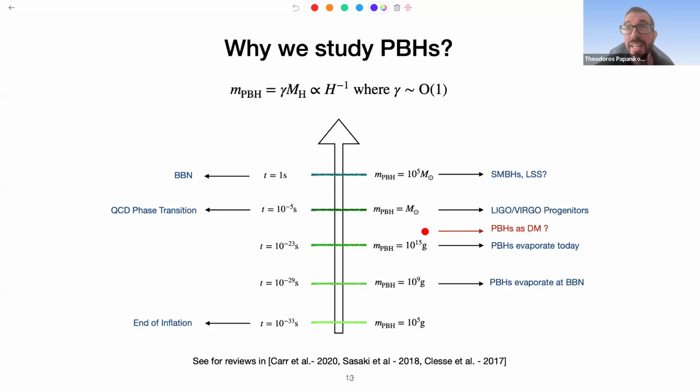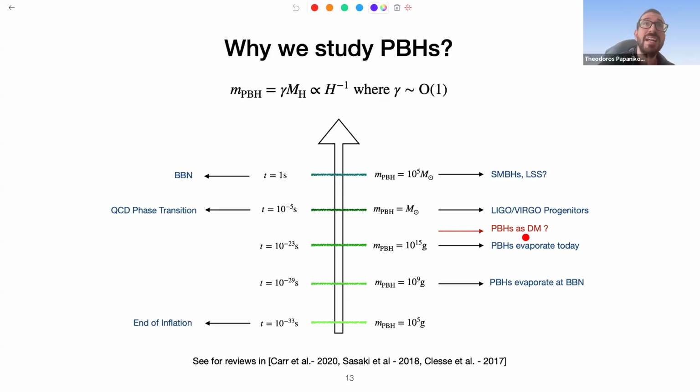Very interestingly, in the asteroid mass window here, up to now, we don't have strong constraints or even no constraints on the abundances of primordial black holes. So there are recent arguments saying that in this mass window, potentially, primordial black holes can constitute up to the totality of the dark matter.